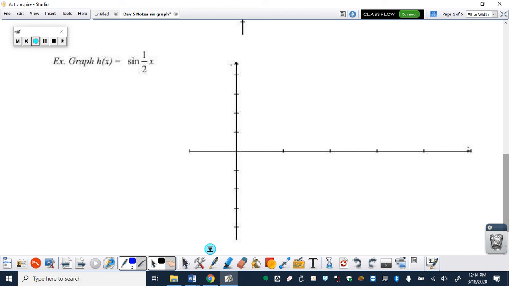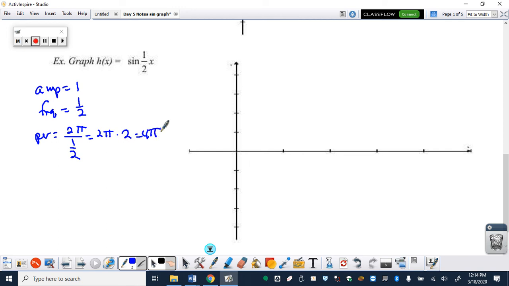Okay, h of x is equal to sine of 1/2 x. So this person is driving much slower. It's going to take longer to get the entire curve. The amplitude is still 1. Frequency is 1/2. So that means period will be 2 pi divided by 1/2. And don't forget, keep change flip. Keep the first fraction the same, change division to multiplication, flip the second fraction, which is now going to be 2, so 4 pi.